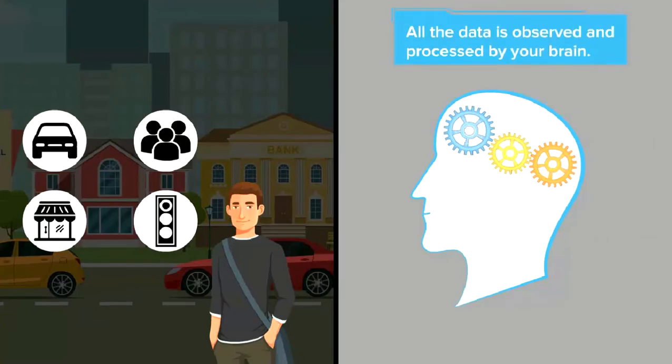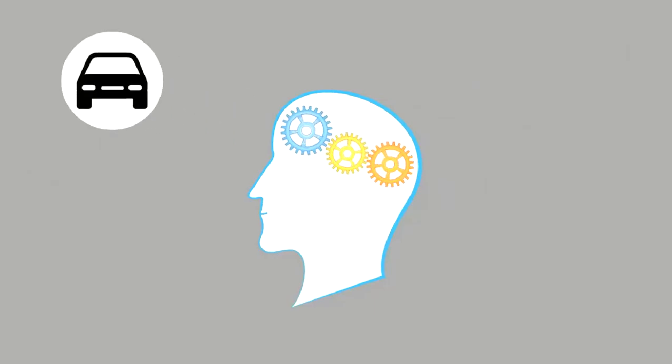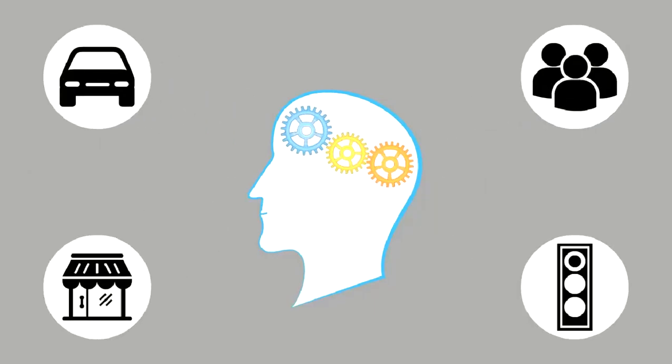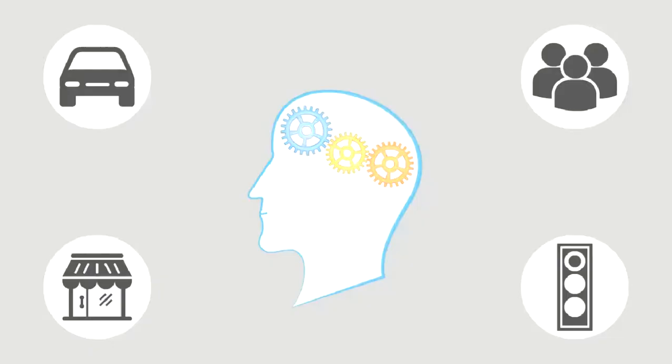And all this data is observed and processed by your brain. So our actions help in generating data which is registered by our brain, which we recall when required. Thus, our human brain stores this data and recollects it as and when required. The data is always stored somewhere and recalled whenever required.